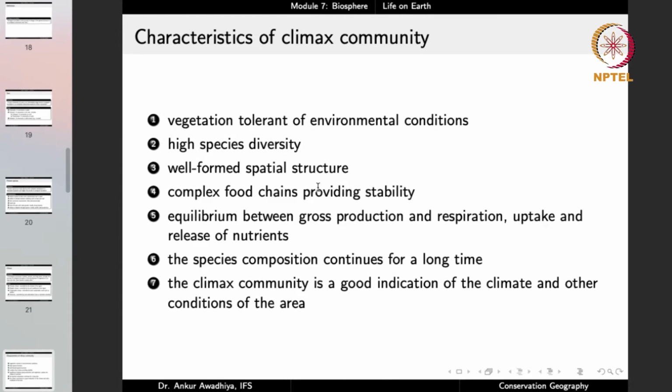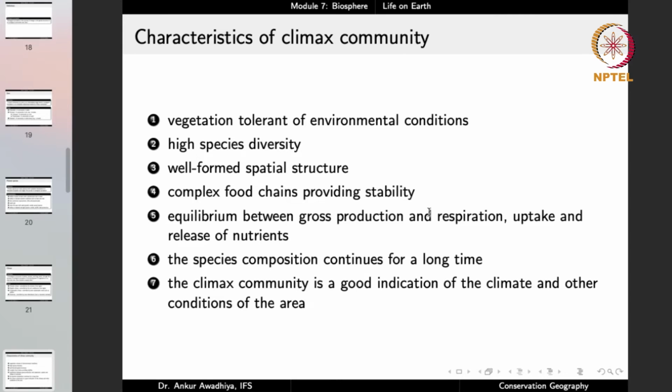They have a well-formed spatial structure comprising of trees, shrubs, herbs, undergrowths, and so on. They will have complex food chains that provide stability. There will be equilibrium between gross production and respiration, uptake and release of nutrients. Again, because this is a steady state condition, nothing is changing. If production was greater than respiration, in that case there would be changes. More and more amount of biomass would get accumulated. And so we cannot have that condition in the case of a steady state.